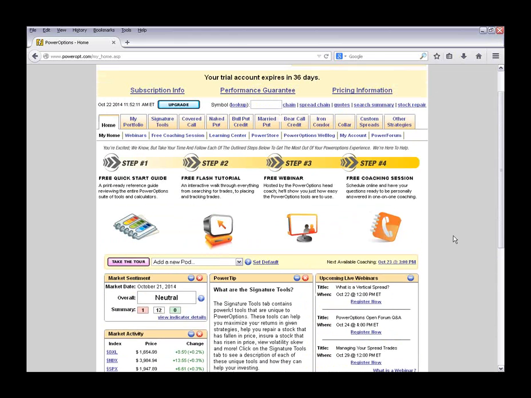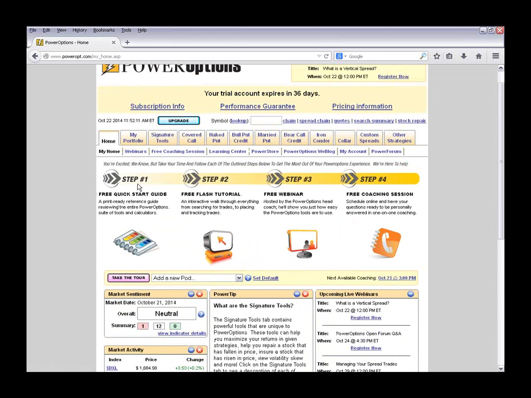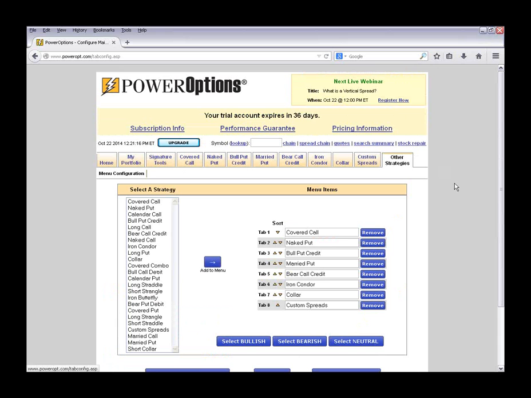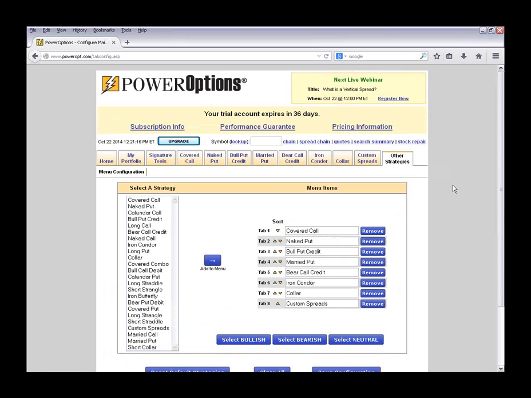All right, now, when we look at Power Options, the Power Options suite of tools are designed by a tab navigation system. We see here that I have some basic things, the Home tab, the My Portfolio tab, and the Signature tools. We've got our strategies set up. I've got covered calls, naked puts, bull put credit, and so forth. Well, I don't see the bull call debit spread here, so we want to customize our strategy view. Let me go ahead and click on Other Strategies. This will take us to our strategy configuration.